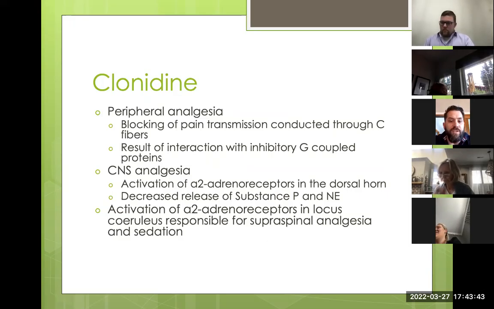The peripheral analgesia is blocking of the pain transmission conducted through C fibers, a result of interaction with the inhibitory G-coupled proteins. The CNS analgesia is going to be activation of alpha-2 receptors in the dorsal horn and decreased release of substance P and norepi. And then the activation of the alpha-2 receptors in the locus coeruleus is what's going to give you your supraspinal analgesia, but also more importantly, the sedation. And that comes more into effect with the dexmedetomidine when you use that.